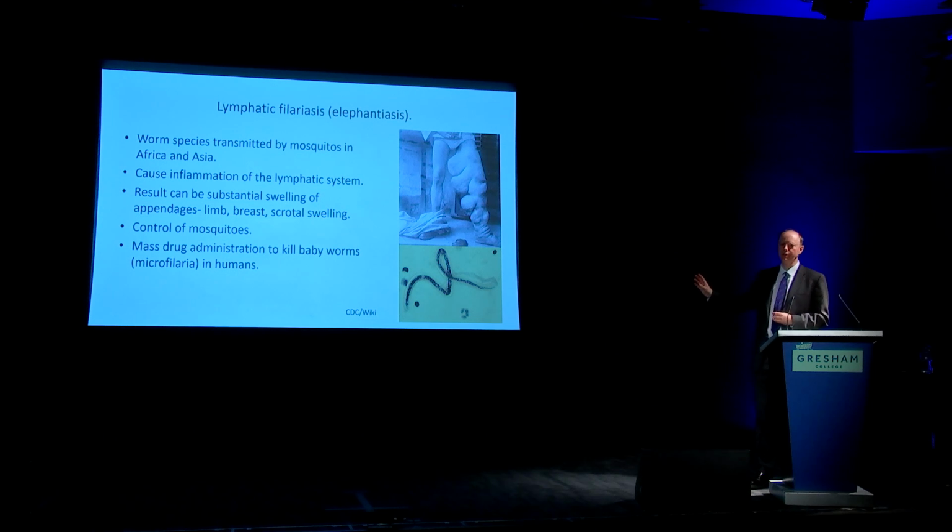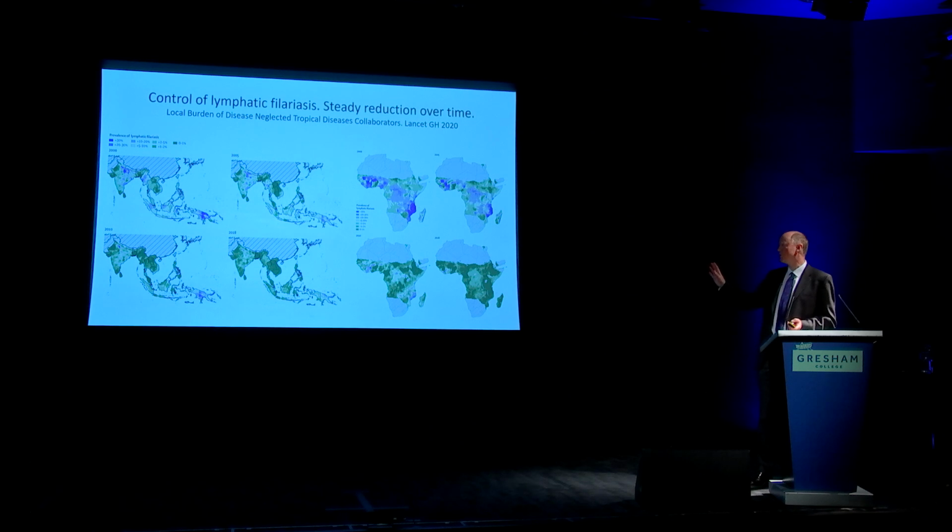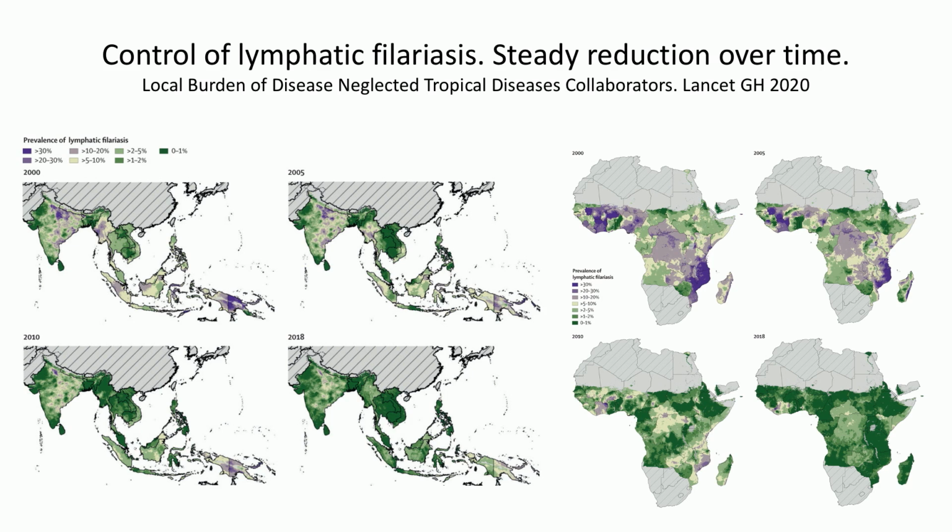And that combination has led to a very significant improvement in Africa and Asia where this disease is common. So it is now very much rarer to see people with such advanced disease. And in fact, many fewer people have got lymphatic filariasis, and a few countries have already eliminated this disease, again, by a combination of vector control, mass drug administration. That's the key to getting on top of this disease.